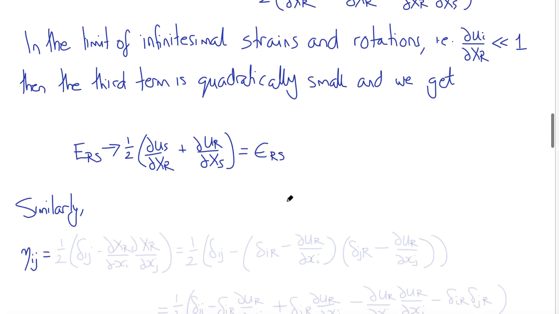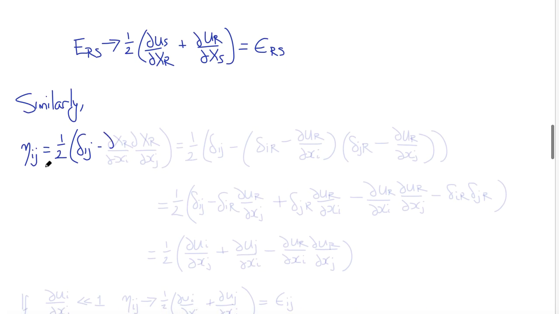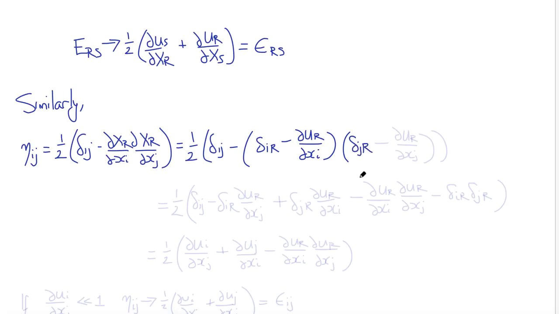Now we can do the same derivation, starting instead with the Almansi strain. Now we get 1/2 of δ_ij minus ∂X_r/∂x_i times ∂X_r/∂x_j, expanding again in terms of the displacement gradients. These are the inverse of the deformation gradients, and so you can derive easily that they're equivalent to δ_ir minus ∂u_r/∂x_i, and this term will be δ_jr minus ∂u_r/∂x_j.